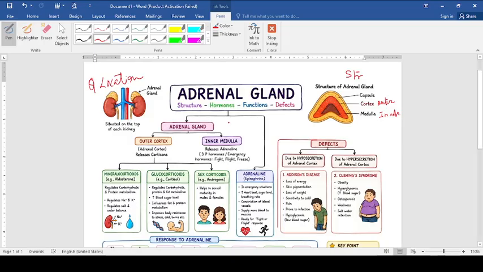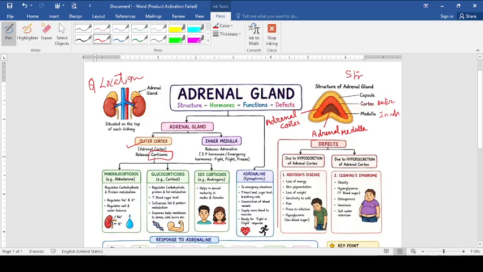So to differentiate it in that way, you can write: the outer portion is called the adrenal cortex, whereas the inner portion is called the adrenal medulla. These two structures are secreting different sets of hormones. The outer portion, the adrenal cortex, releases a set of hormones, and that set of hormones is called corticoid hormones or cortisone.